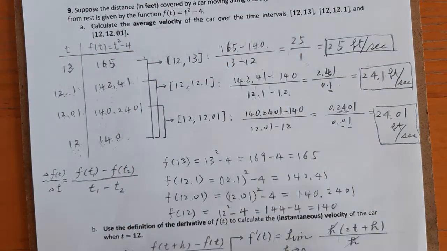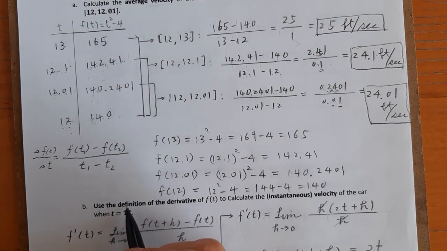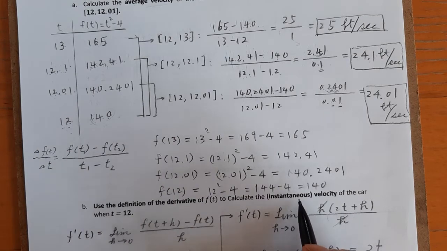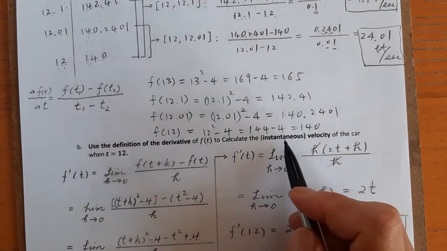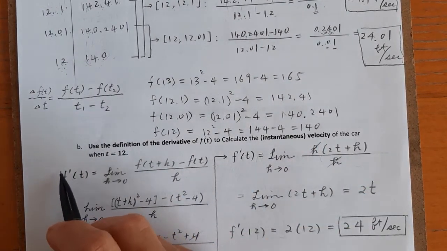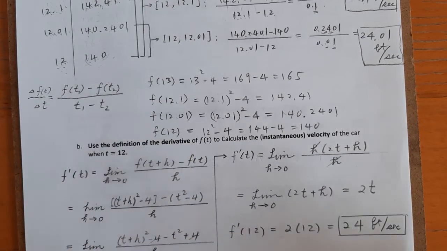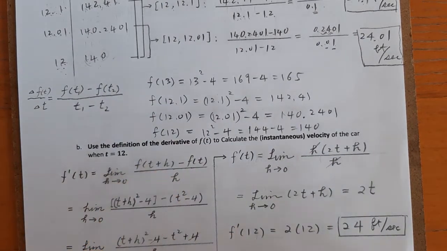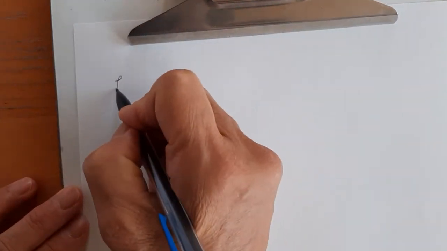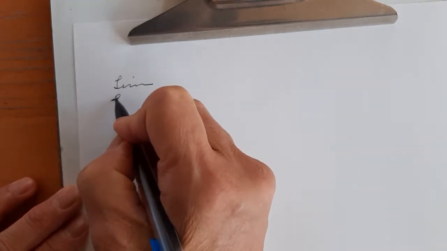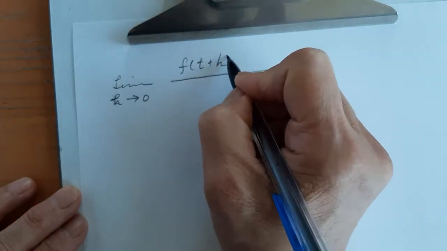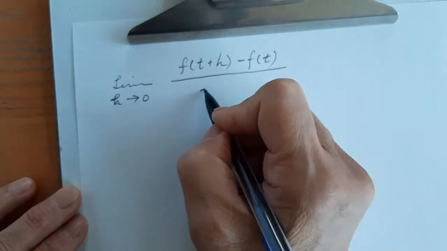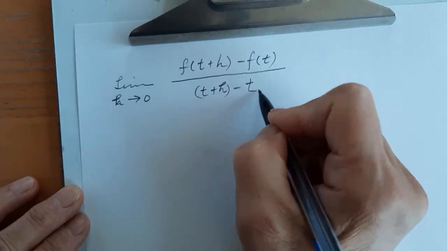That's what we call average velocity. The next one we call instantaneous velocity, and it uses this formula. Let's explain this formula. Instantaneous velocity is the limit as h approaches 0 of f of t plus h minus f of t over t plus h minus t.